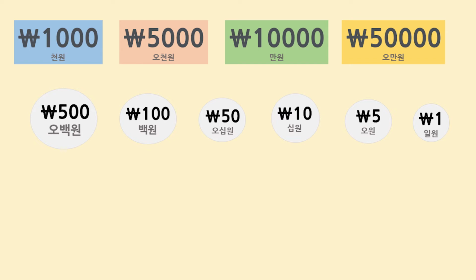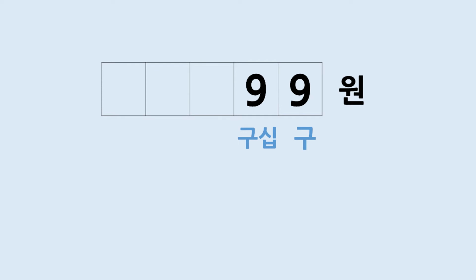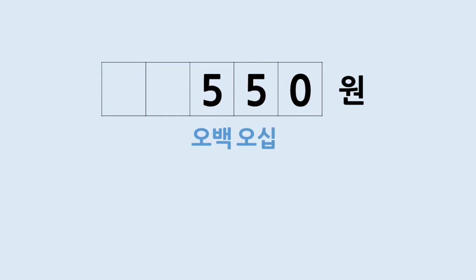Great, now let's have a look at how to read the prices in Korean. Can we briefly revise what we learned last time? First one, we call this 99. 90 is 90, 9 is 9. The next one, this is 100. When we talk about 100, we have to say 100 instead of 1 100. But here in this example, we can make 550 by combining 500 and then add the number 50.